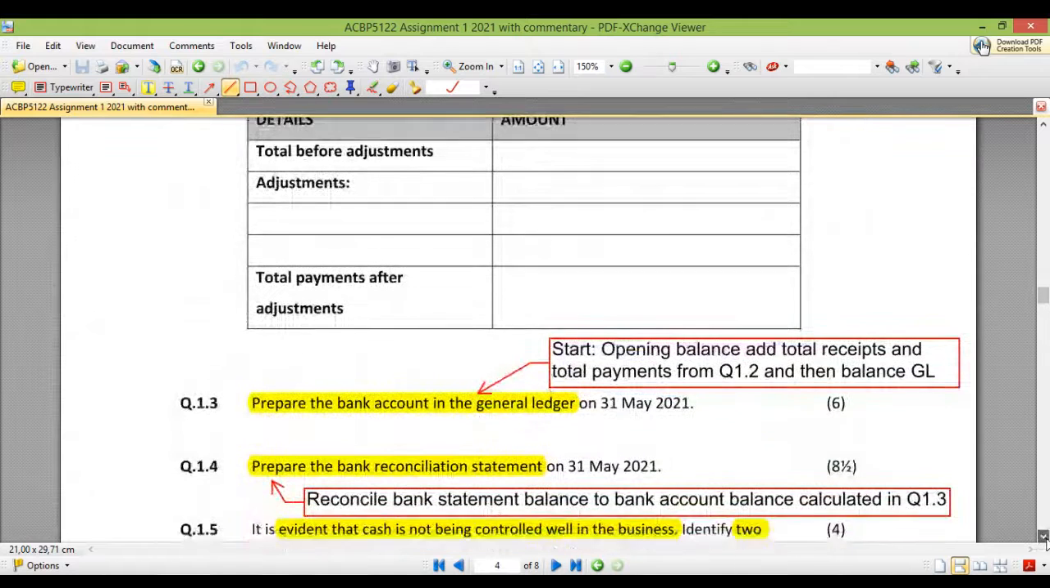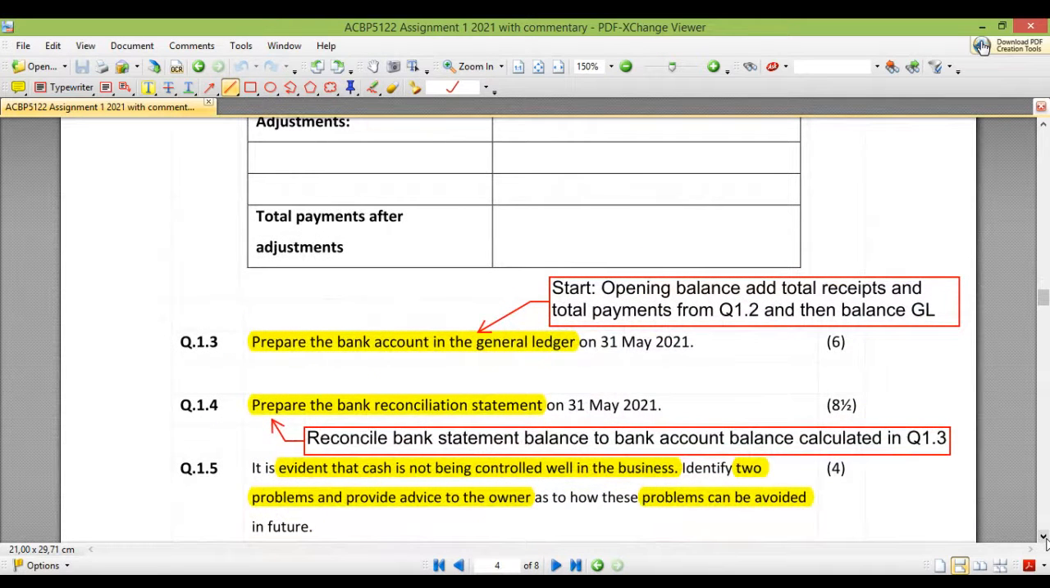And then the last few questions, you had to prepare a bank account. Now, for that bank account, your opening balance would have come from your prior month's bank reconciliation, and then your total receipts and total payments would have been linked with what you've worked out in question 1.2. Now, for some of the students, that process didn't follow, so they went and worked out a total receipts or total payments amount separately, and then it looked completely different to what they had worked out on 1.2.